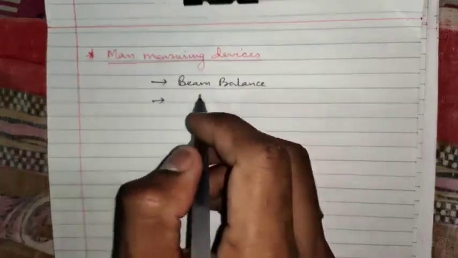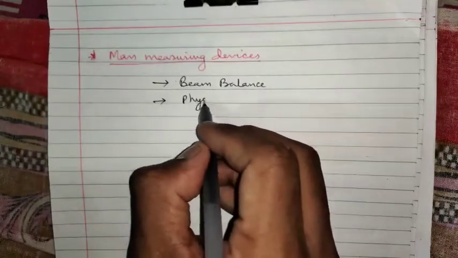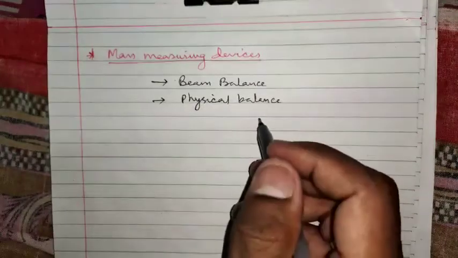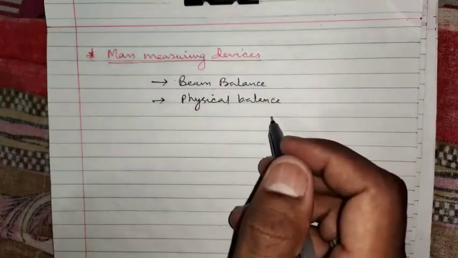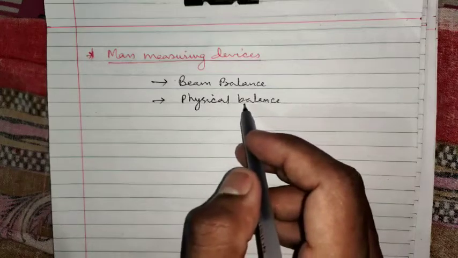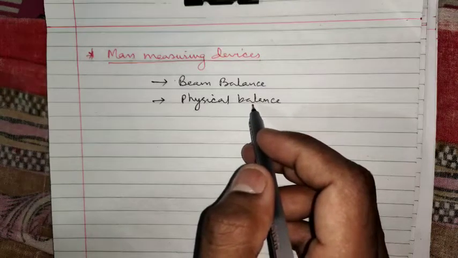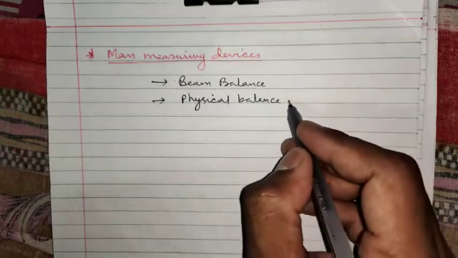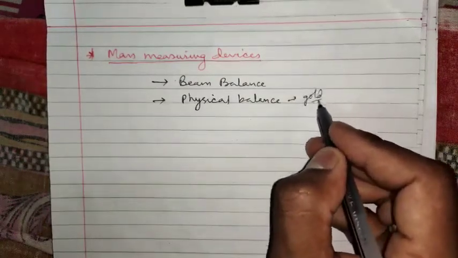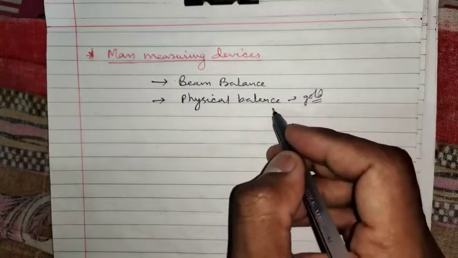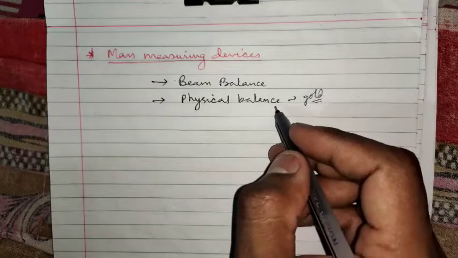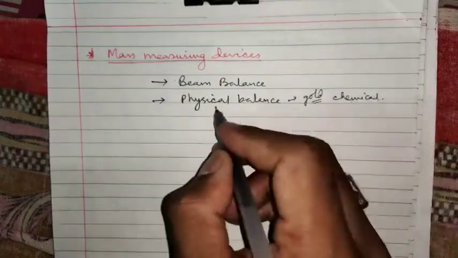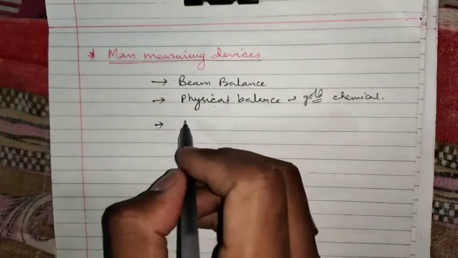The second measuring device is the physical balance. You can also see the diagram of the physical balance given on page number 31. It is also a type of beam balance which is highly modified so as to get accurate measurement. Like the physical balance is used to measure gold. It is a costlier device, used for measuring chemicals, which we can measure by using a physical balance.